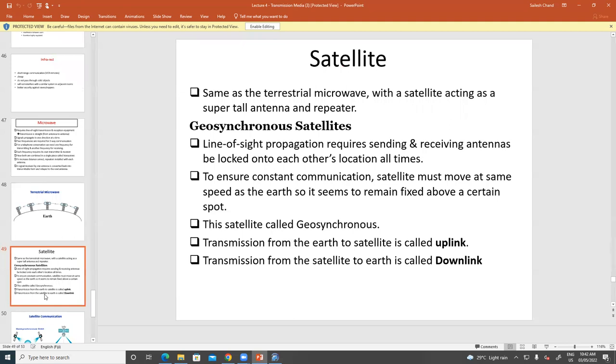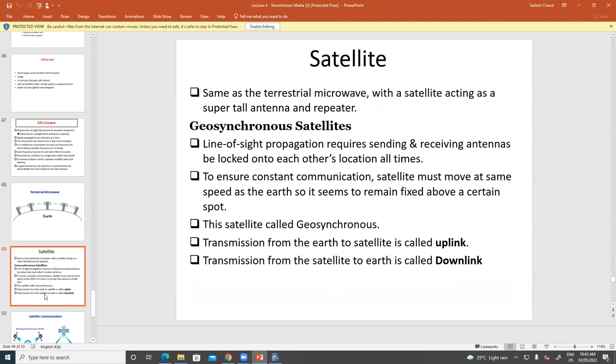Geosynchronous satellites, it says line of sight propagation requires sending and receiving antennas be locked onto each other's location at all times. So the antennas which are on air must always point to the satellite in the orbit. And to ensure constant communication, the satellite must move at the same speed as the Earth, so that it seems to be fixed. Because we know that Earth rotates, right? So the satellite must also rotate, because if the antennas on the Earth rotate and the satellite is not rotating together, then the satellite will be pointing somewhere else.